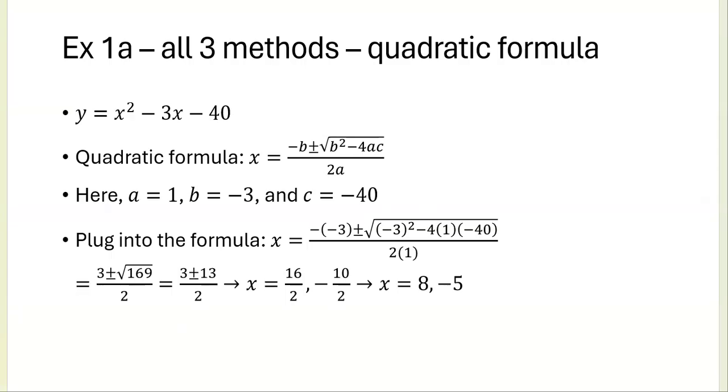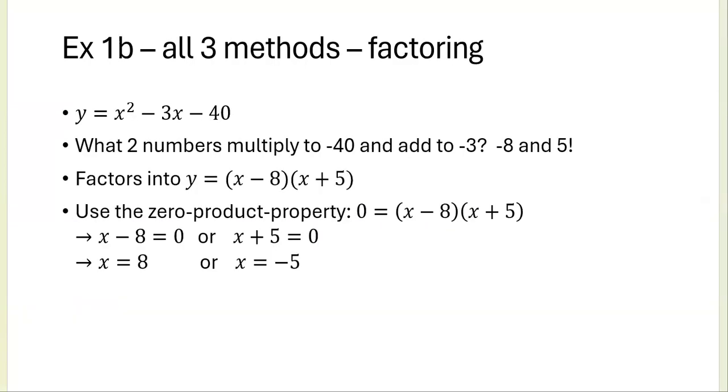Now, can we factor this guy instead? We can, because are there 2 numbers that multiply to negative 40 and add to negative 3? Yes, negative 8 and 5. Okay, so we can just factor it as x minus 8 times x plus 5. Now we use the zero product property.